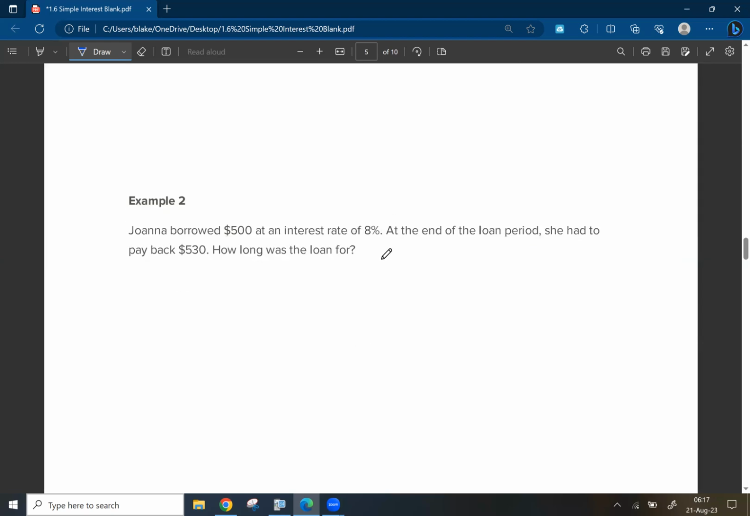All right, so let's go back to more of our traditional examples, I think. Joanna borrowed 500 at an interest rate of 8%. At the end of the loan period, she had to pay back 530. How long was the loan period? So again, pay attention to what this is asking for. Oops, I put the P in the wrong spot there. So I equals PRT. So we have, she borrowed 500. That's the principal. Interest rate of 8%. That's our rate. She had to pay back 530. That's her interest.